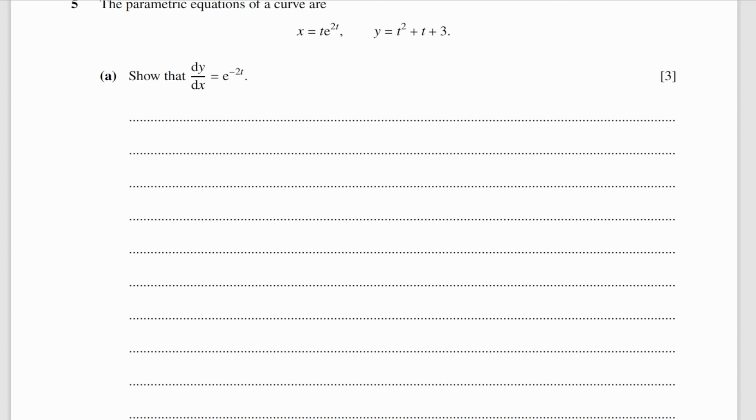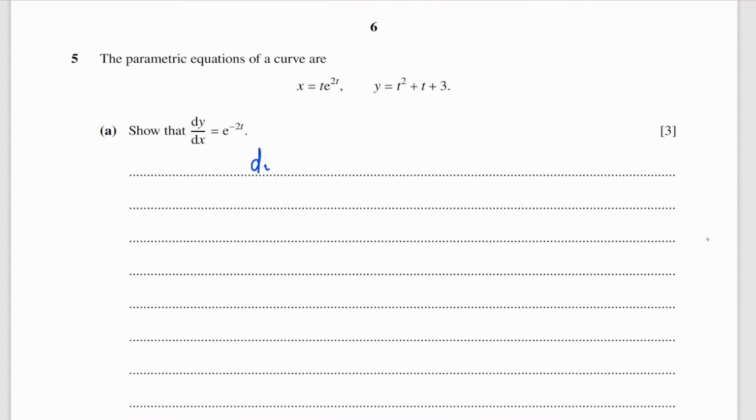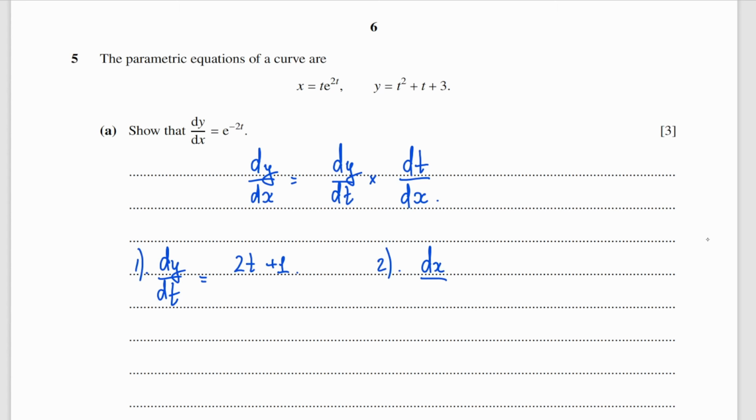Parametric differentiation is next. How do we find dy over dx? From our equations, we can find dy over dt. But then to get dy over dx, we'll have to multiply by dt over dx. Let's start with the first one, dy dt. That's very simple, 2t plus 1. Next, let's do dx dt.